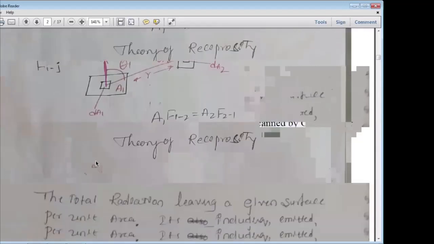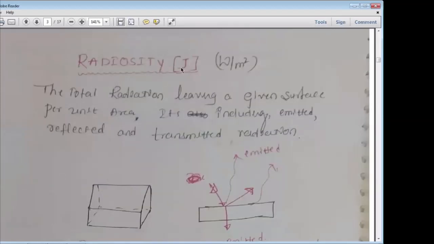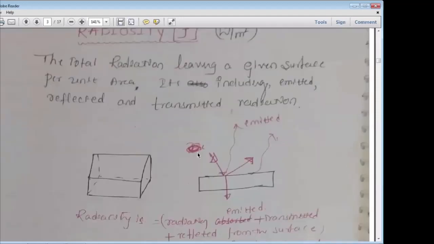Then what is radiosity? They may ask the definition of radiosity. Radiosity is denoted by J. The SI unit of radiosity is watt per meter square. Radiosity means the radiation leaving the surface. Suppose the incident radiation falls on the surface. Radiosity is the radiation leaving a given surface per unit area.